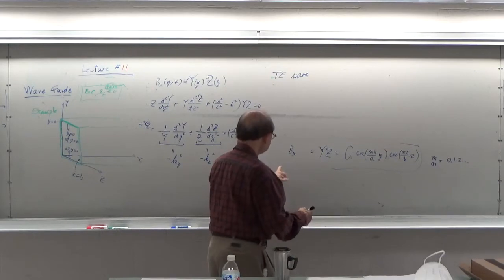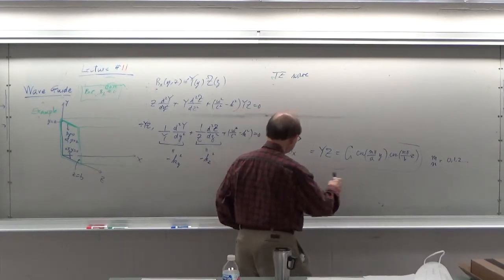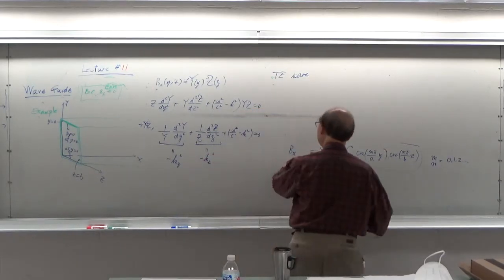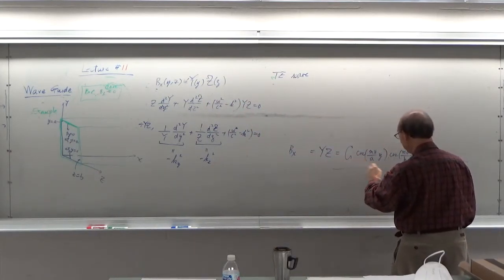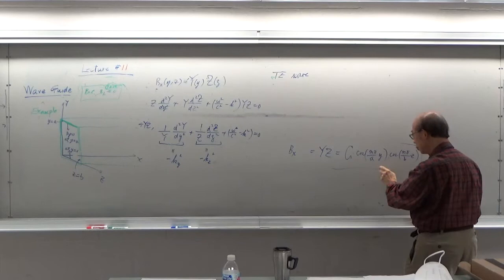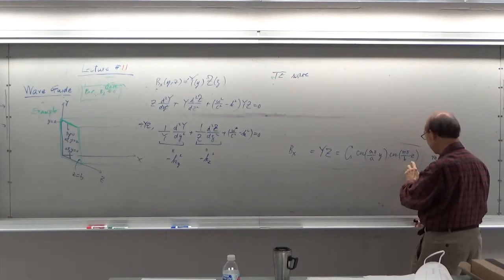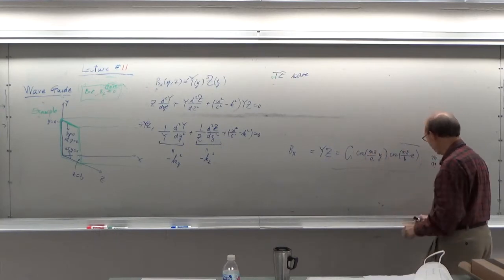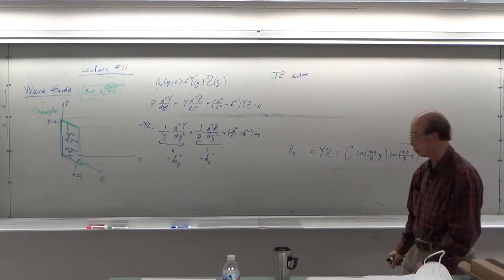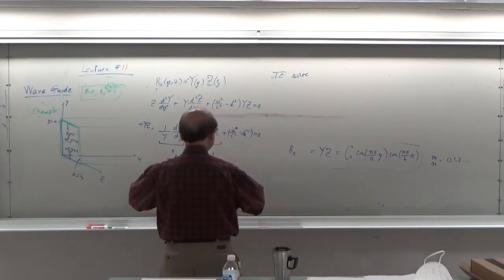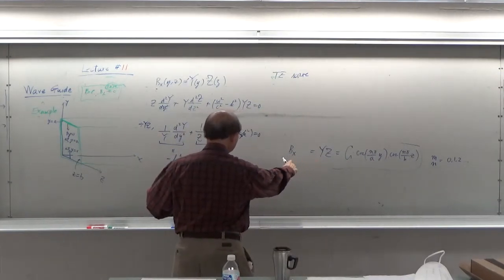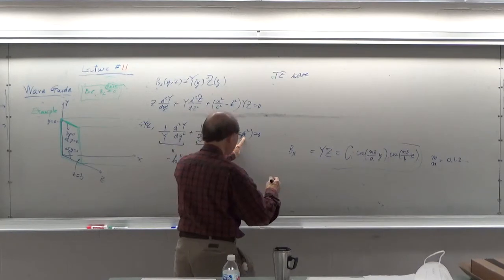And last time we saw that the solution is of this form, namely Bx as a function of y and z is, after a constant, given by a product of two cosine functions. One depends on y, the other one depends on z. Here m and n are non-negative integers. So we have solved already for Bx, and we got k here.